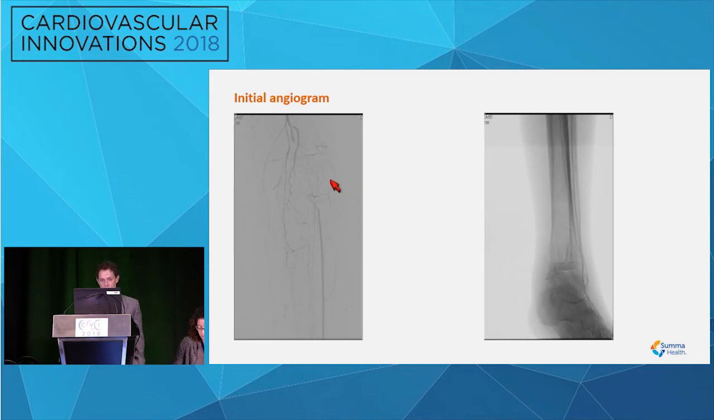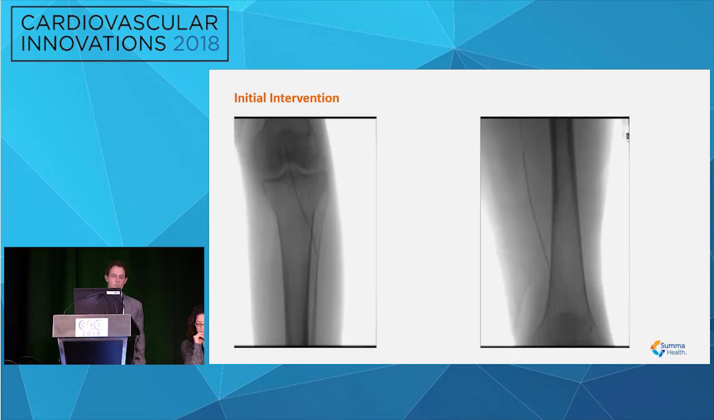So she was getting poor inline flow, and her collateral flow here was not great, and her pedal arch was not robust either. So she's 65. She does have some comorbidities. I thought maybe bypass potentially an option, but I felt that with her comorbidities, she wasn't the most robust surgical candidate. I thought we'd try to do this endovascularly.